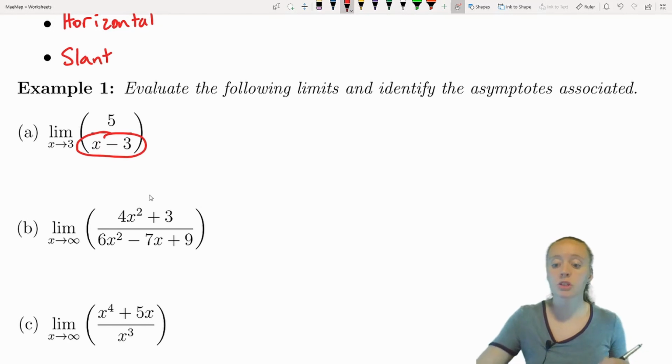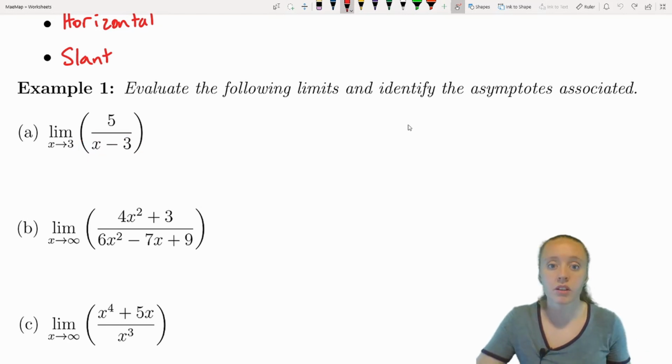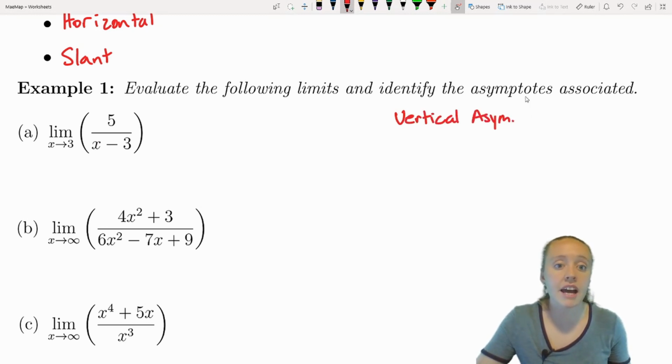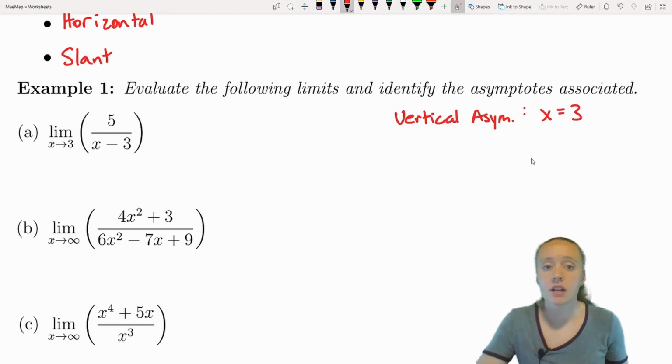No, we can't, so we know that this is a vertical asymptote at x equals 3. So I'm going to write vertical asymptote, and that asymptote is x equals 3. It's that vertical line x equals 3. Now I'm going to evaluate this limit.